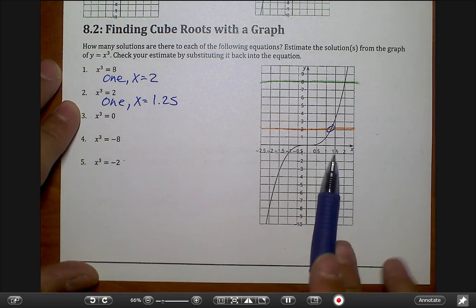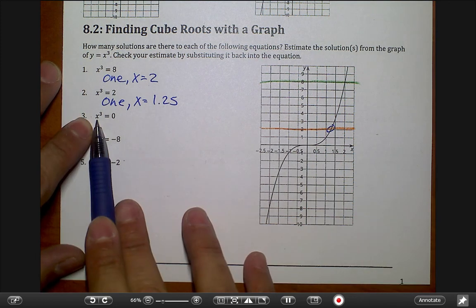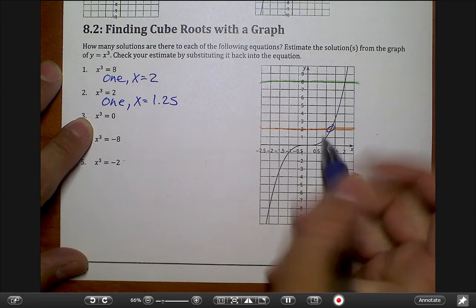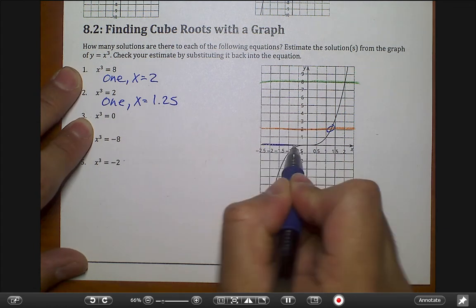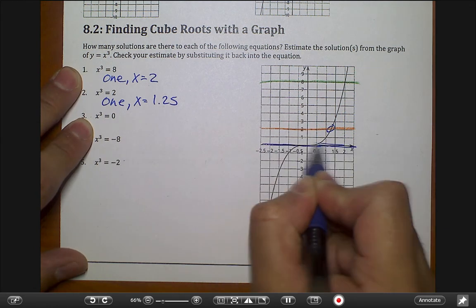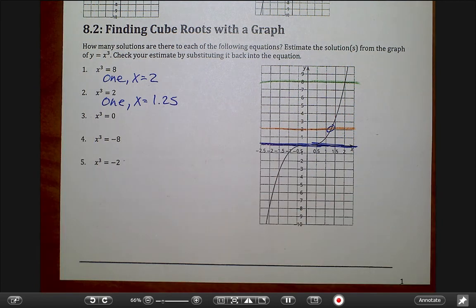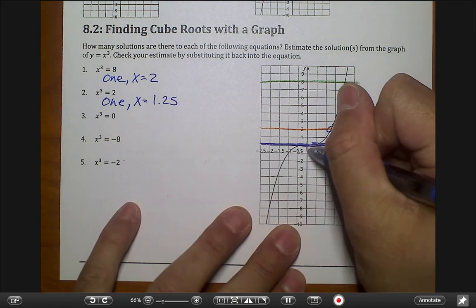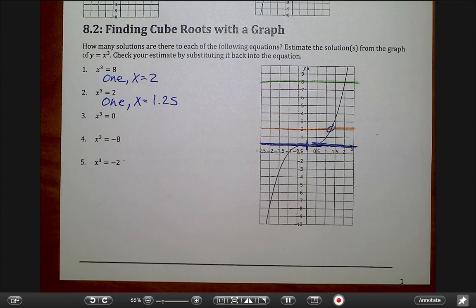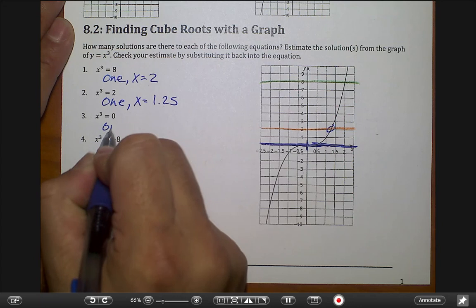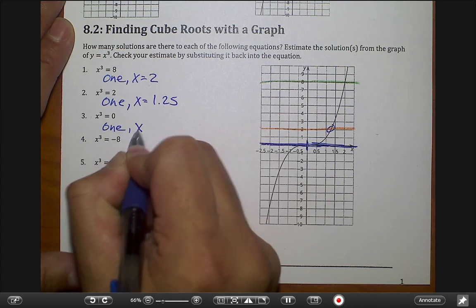All right. So let's look at this next one. X cubed equals 0. So I'm going to draw my line at 0. How many solutions do I have? I only have one solution because it only crosses right here at 0. So it's one solution, and x equals 0.